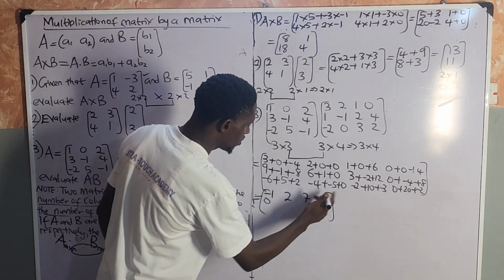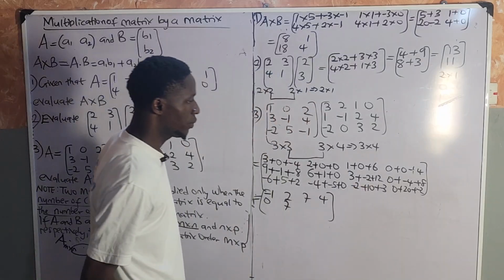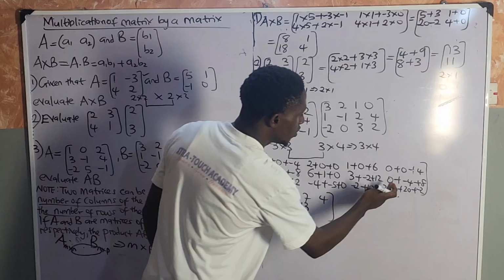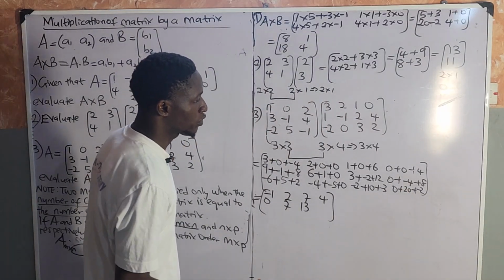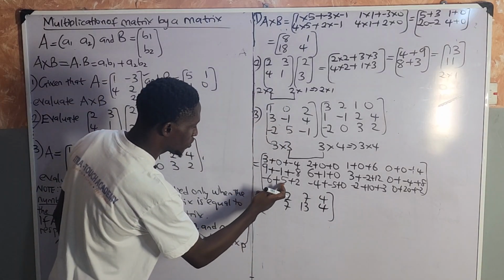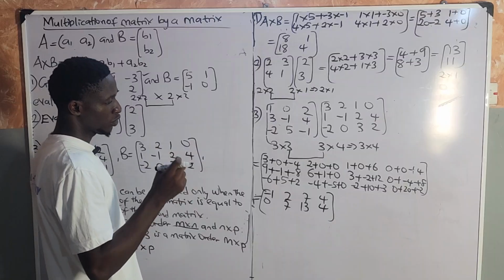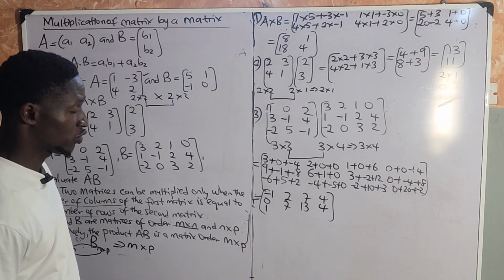6 plus 1 plus this is 7. 3 plus minus 2 is 1, plus 12 is 13. 0 plus minus 4 is minus 4, plus 4 plus 8 is 4. Then minus 6 plus 5 plus 2 should give you 1. Yes, it is 1.